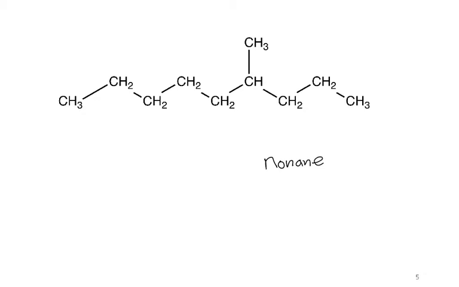And then I just need to name my substituents. In this case, I only have 1, but I've got to decide which side I'm going to start numbering it from. So if I started here, it would be 1, 2, 3, 4, 5, 6. So this would be 6-methylnonane. But if I start from the other end, 1, 2, 3, 4, I can make that substituent a lower number. And that's what I want to do. So this is going to be 4-methylnonane.